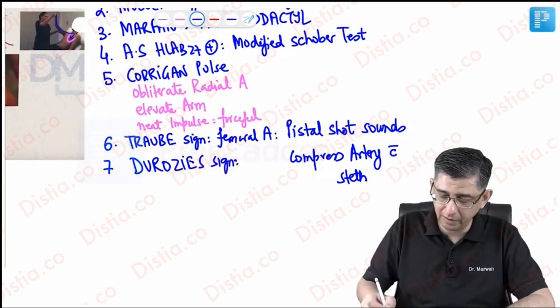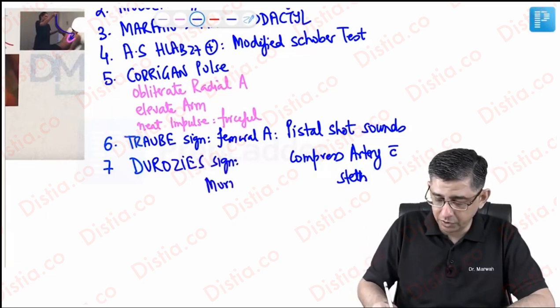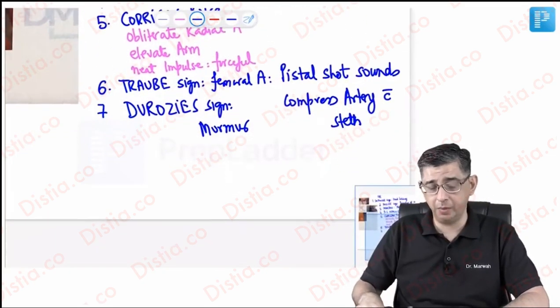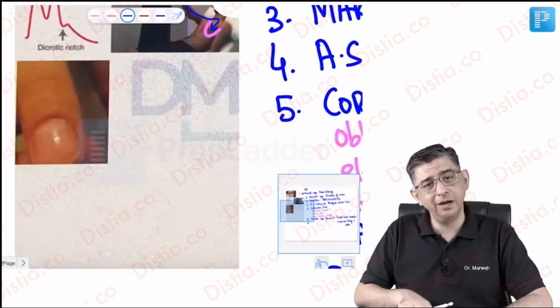I'll just put in the data here. Duroziez sign would be compression over the femoral artery with your stethoscope, because of which you are able to appreciate a murmur. For point number 8, I'll show you an image.